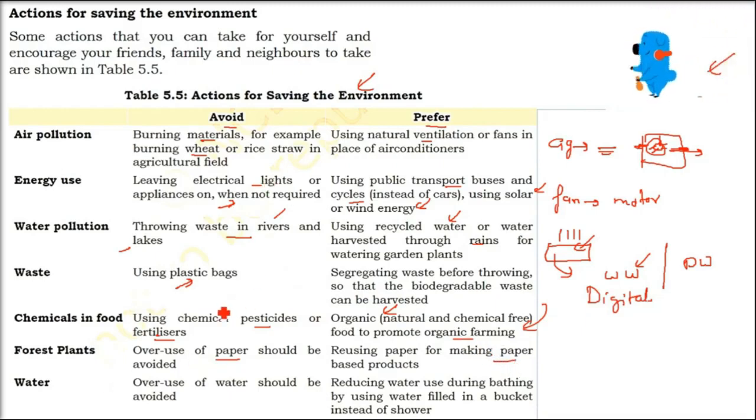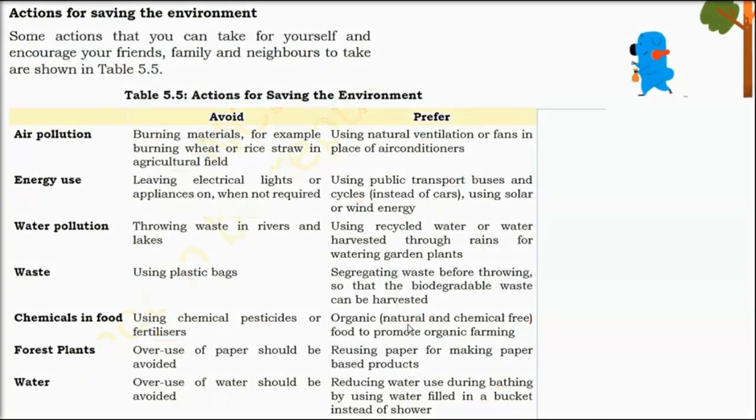Water, avoid overuse. See, whatever extra water we are using is actually limited in other parts of the world. So whenever you are bathing or doing anything, like a shower, use less water.